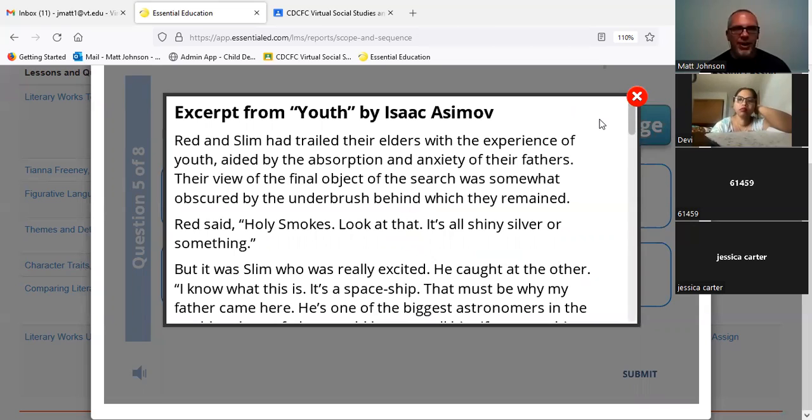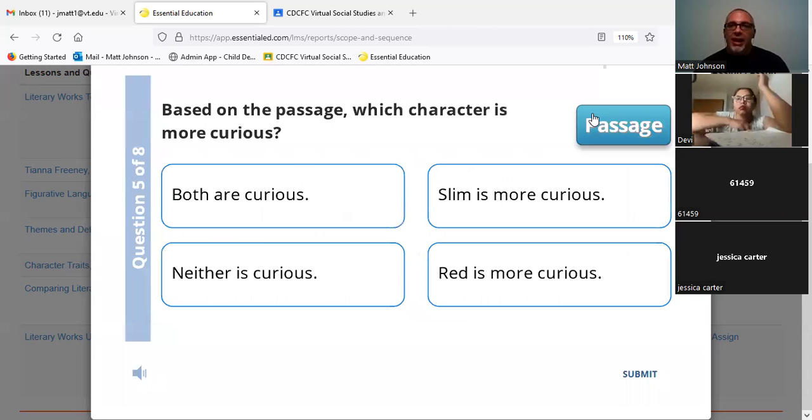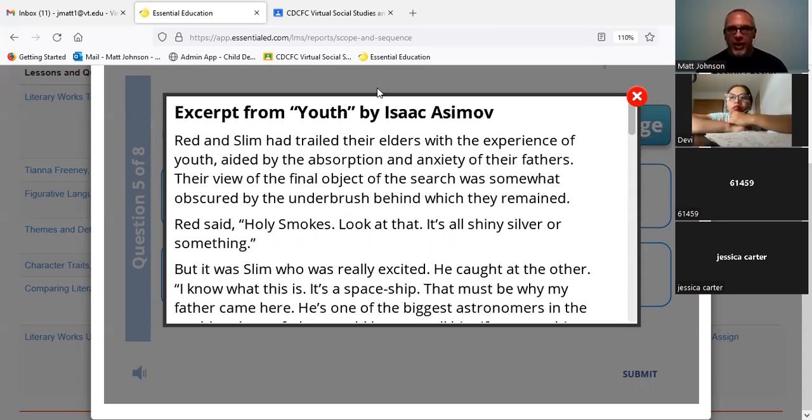And Slim and Red have seemed to discover a spaceship, perhaps one that one of their fathers is investigating. Mentioning this just offhand, just a little bit of trivia: Isaac Asimov is also a very, very famous, mostly science fiction writer. That's what he's known for. He did a lot of stuff with robots and artificial intelligence. I, Robot, the Will Smith movie, is based on his book.